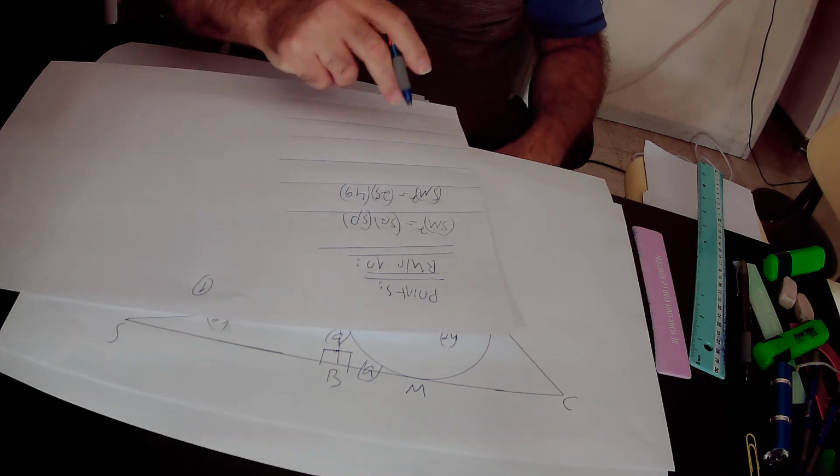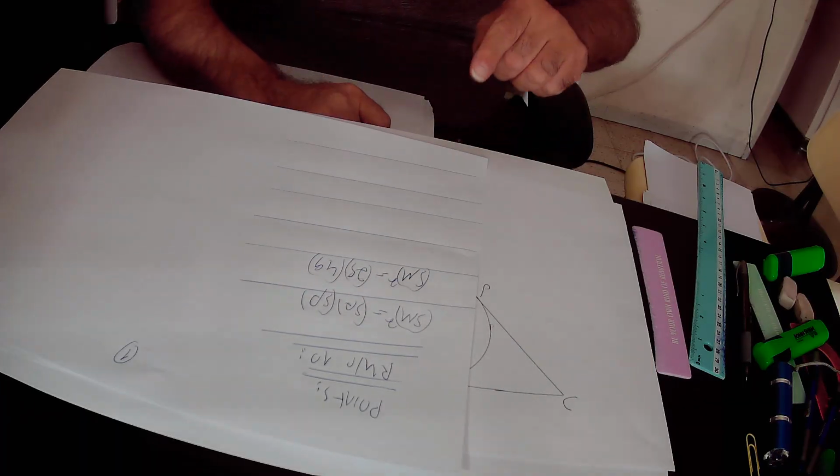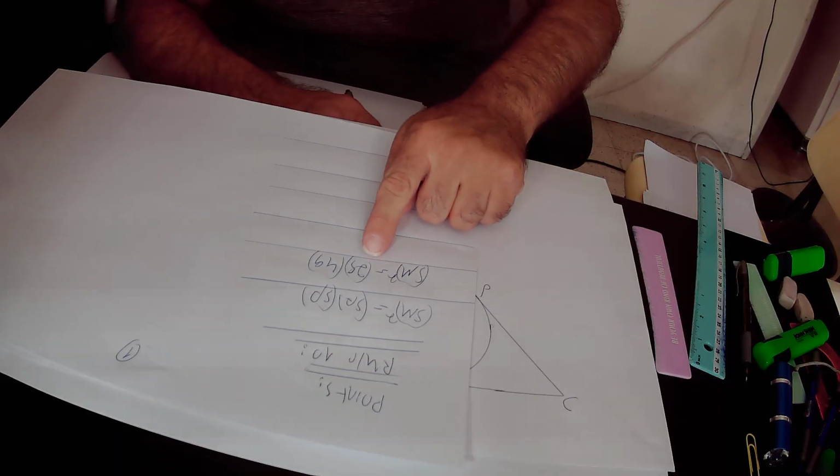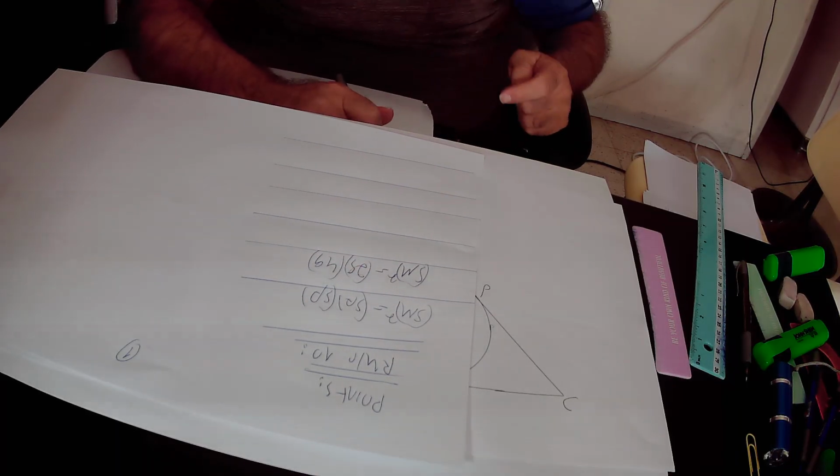And again, SM squared equals SQ times SP. SM is the missing side, so SM squared equals SQ, that is 25, times SP, that is 49.